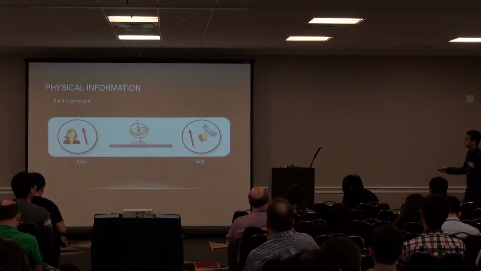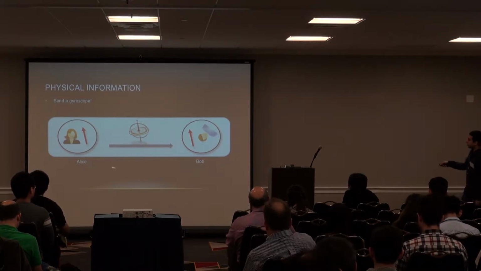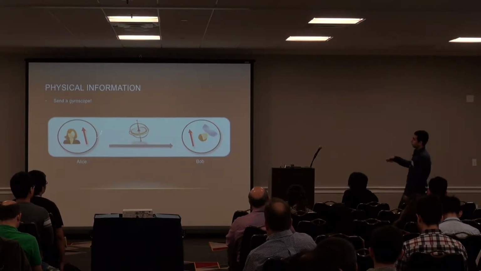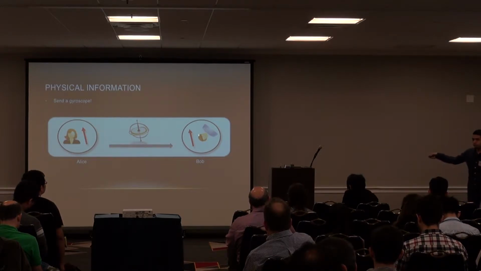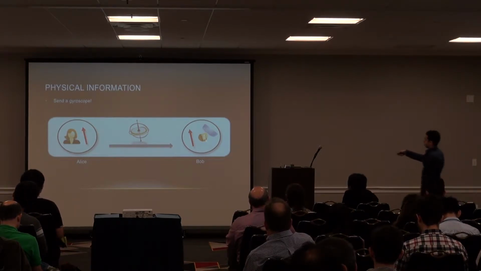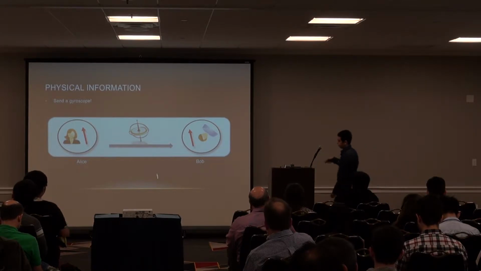What Alice can do is prepare a gyroscope rotating in the exact same direction and send the gyroscope directly to Bob. In this way, Bob can receive the information and can prepare a stick pointing in the same direction.